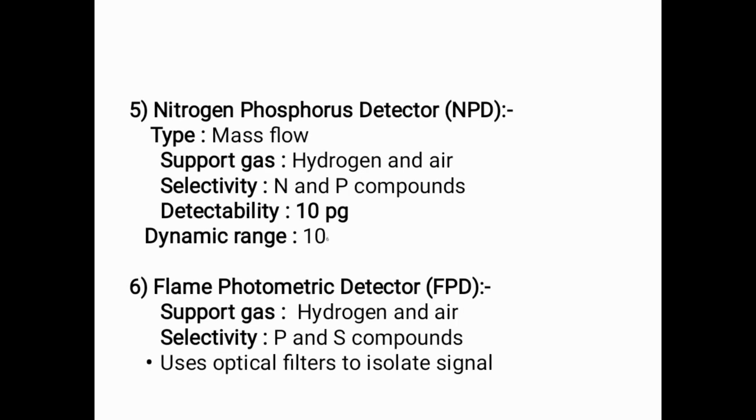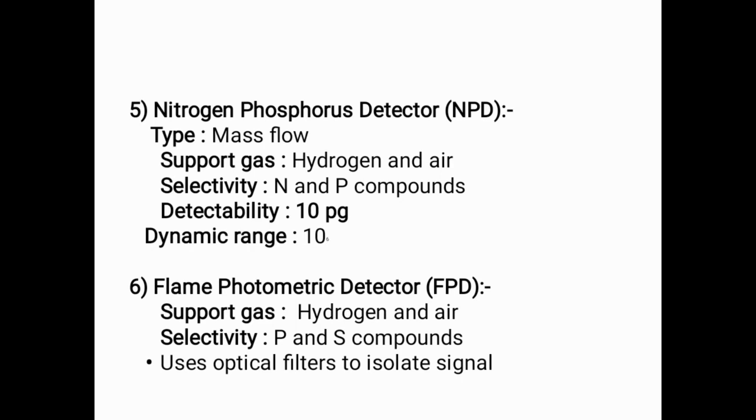The fifth type of detector is the nitrogen phosphorus detector, and the name itself gives an idea that it is selective for nitrogen and phosphorus compounds, and hydrogen gas is used as a carrier gas. It is a type of mass flow detector and it can detect up to 10 picograms, having a dynamic range of 10^6. The sixth type of detector is the flame photometric detector.